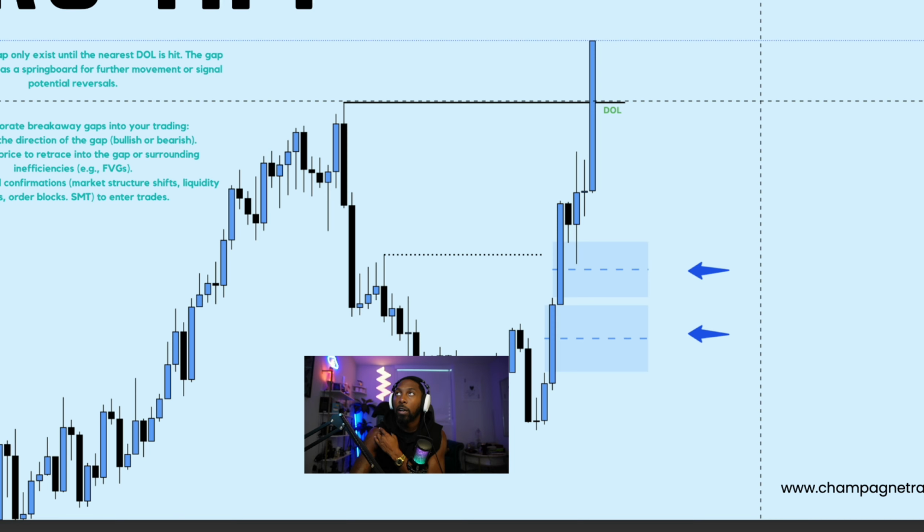You want to make sure that the fair value gap doesn't have a... All right, so this is another thing too. Breakaway gaps are breakaway gaps until the drawn liquidity is hit. Sometimes there are opposing PD arrays. So like right here, there's an order block. This could send price back down into this and fill this before the drawn liquidity gets hit.